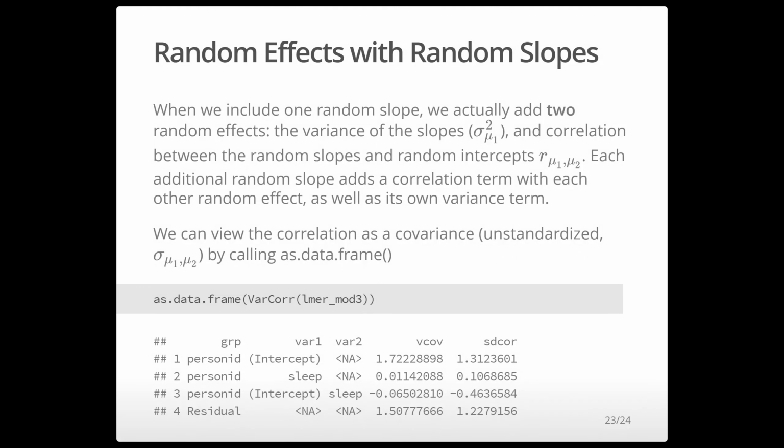We parameterize the correlation between the slopes and intercepts as r mu1 mu2, and the covariance as sigma mu1 mu2, and this will always exist for each additional random effect that you add. You're going to get an extra correlation between each other random effect each time you add an additional random effect. So if we had another random slope, we would get 3 extra random effects, because we would get the correlation between the random intercepts, the correlations between the random slopes for sleep, and the variance for the additional slopes term.